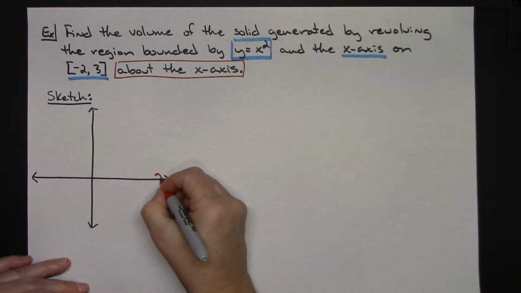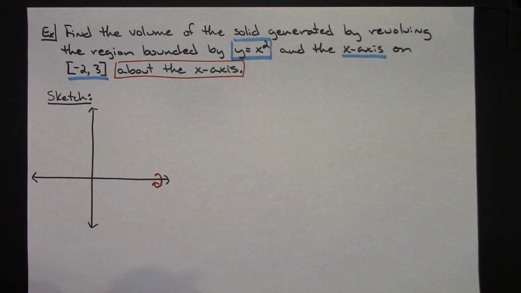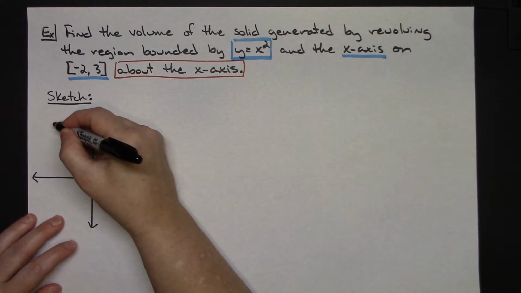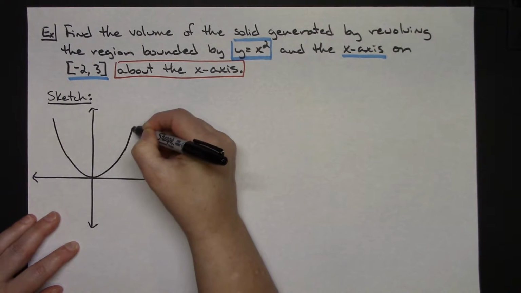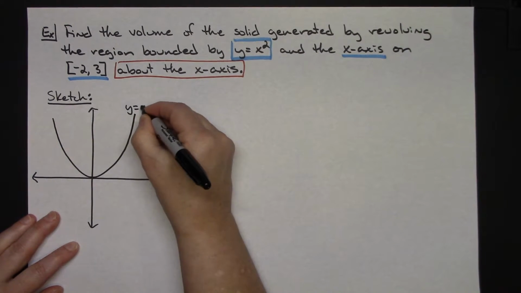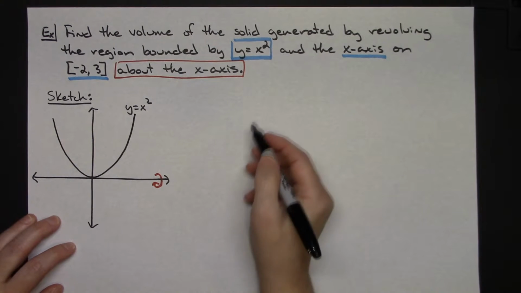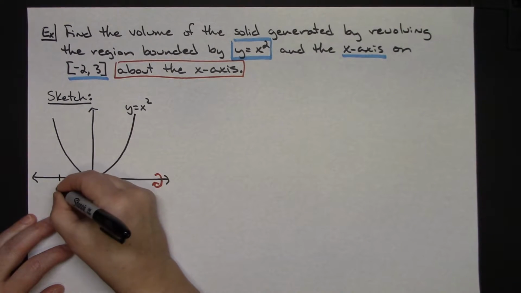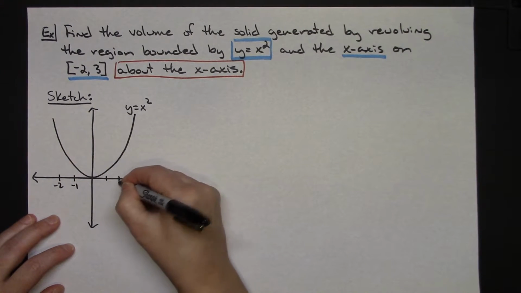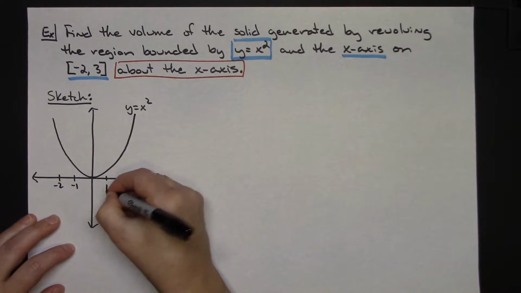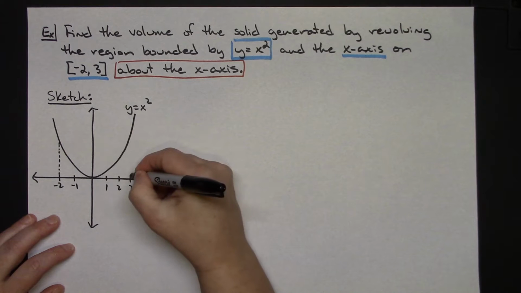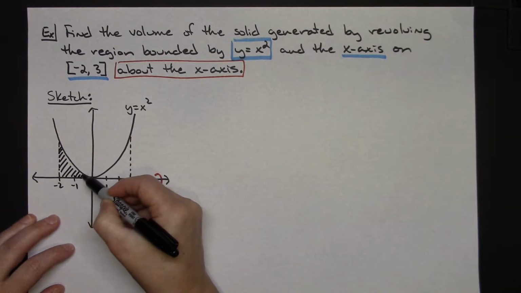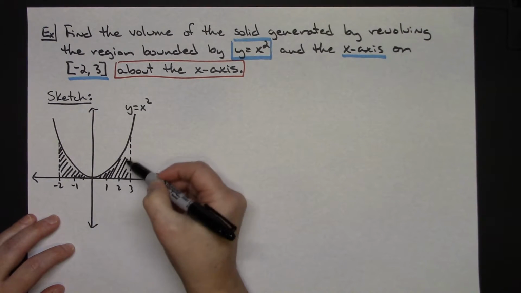I'm going to indicate that so I don't forget that we're going around my x-axis right there. This curve, x squared, goes through the vertex, and it's just a nice little parabola, so I don't have to be really accurate when I draw this at all. Now it's bounded by the x-axis, and I'm going from -2 to 3. So let's say -2 is right there, and 3 is right there. The region that I am focused on is going to be in here and then in here.